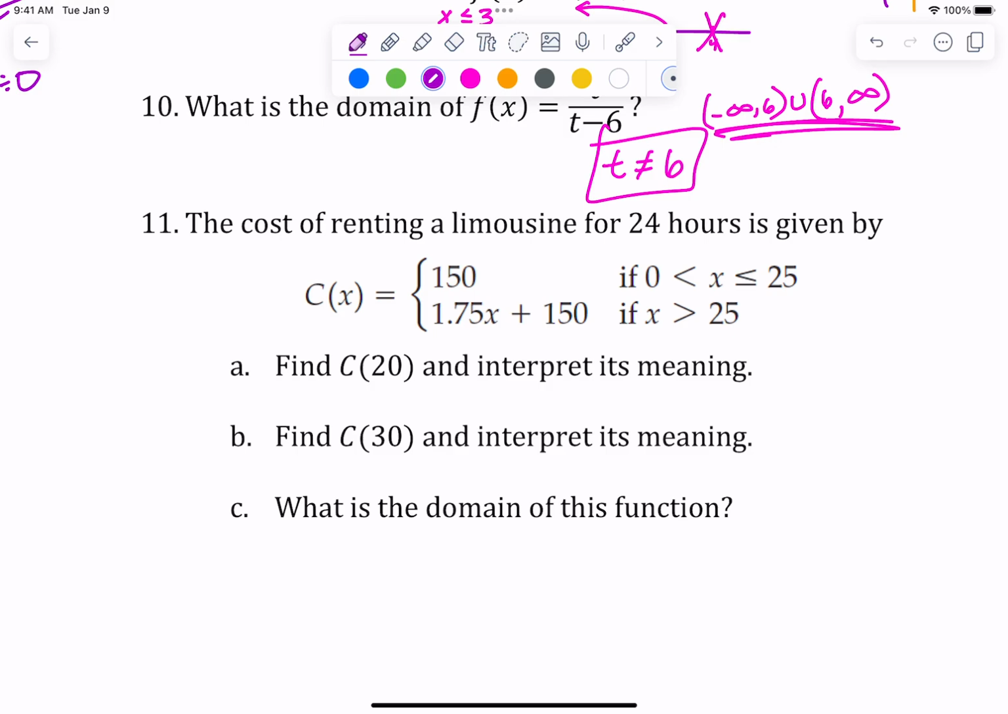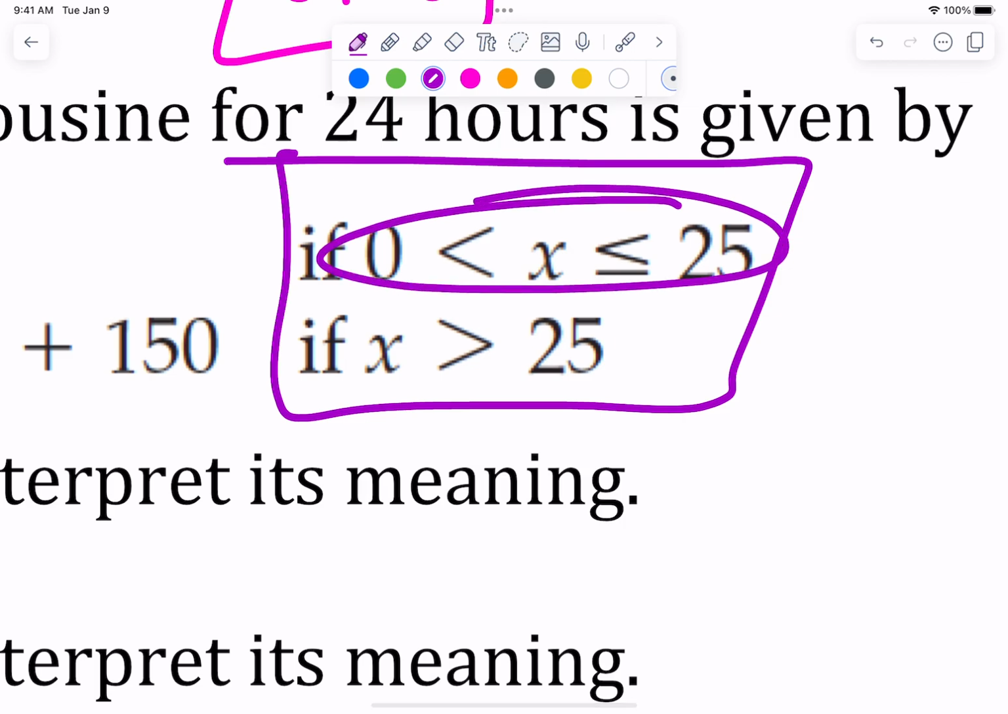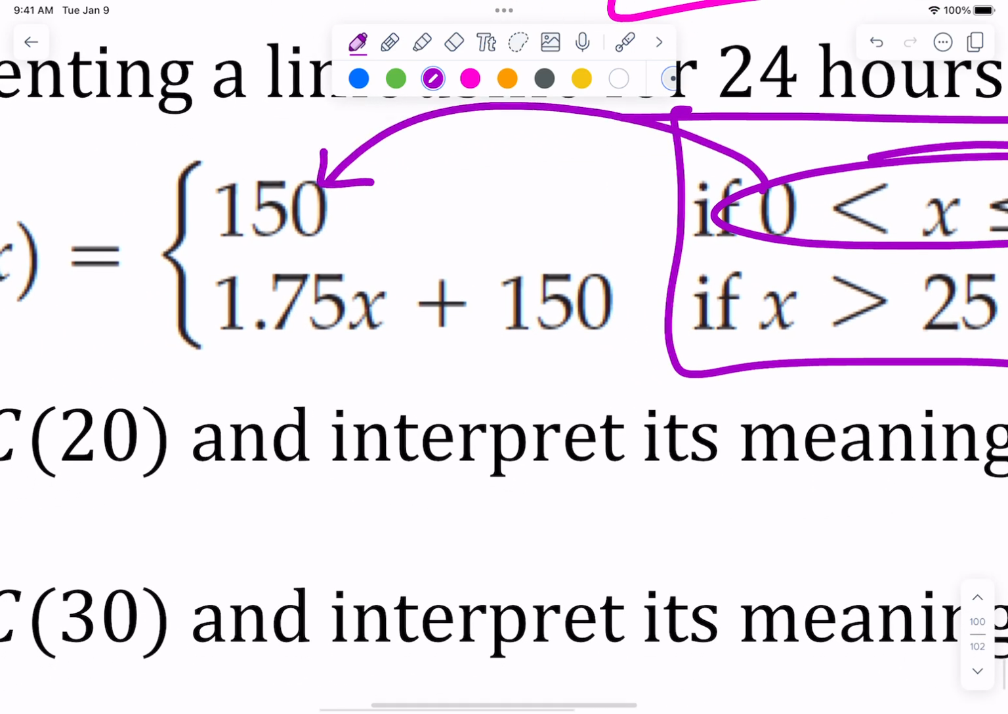Which function are we finding the domain of? The whole thing. I'm just trying to understand. Isn't there two functions? If you know what's happening on the right side, then it makes sense to me. What's C of 20? Is 20 going to the top or the bottom? You look at this guy, this guy tells you. Top. So is 20 a number between 0 and 25 or greater than 25? He goes in here, right? 20 lives there. So the answer is 150.